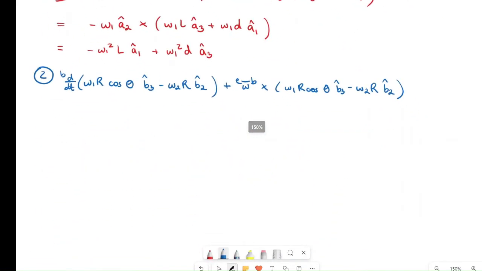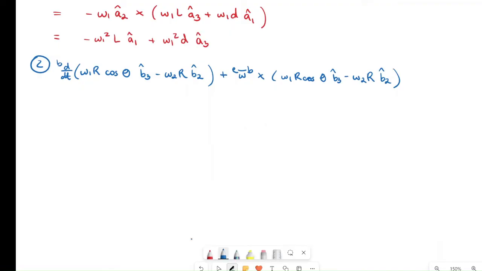So I'm going to write this now as omega 1 r, because that's constant. And then the derivative of cosine theta is going to be negative sine theta, and then we apply the chain rule, so we get theta dot B3 hat. And then minus omega 2 r; r is constant, omega 2 is not constant, so we have omega 2 dot times r B2 hat.